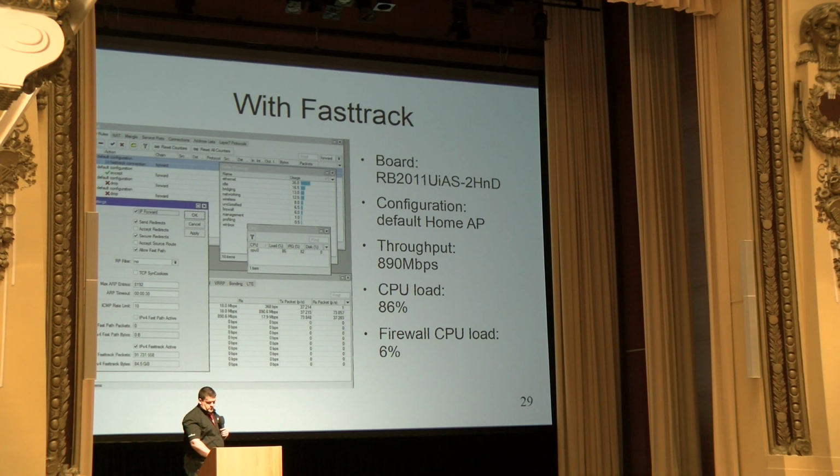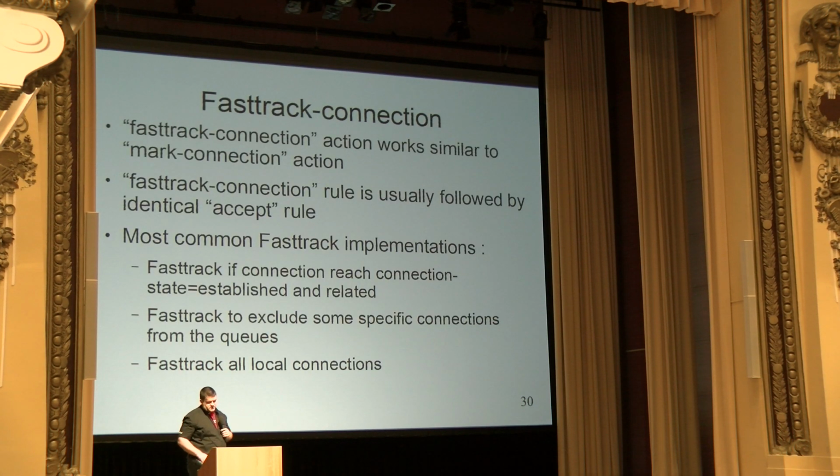So more about the fast-track connection action. It's very similar to mark connection. If you used Mangle at least once, it works exactly the same way. It doesn't do anything with the packet, but it changes something in connection tracking. So that's why it's usually the best idea to follow this rule with an identical accept rule. So you just mark that, and then you accept that so that it doesn't disappear somewhere in your firewall.